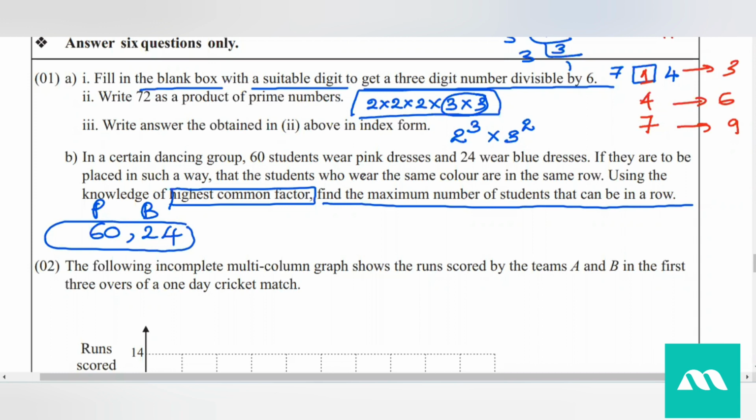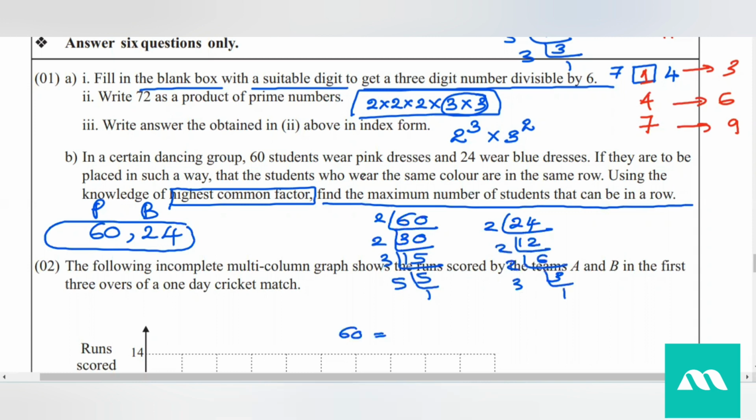Then how do we obtain the highest common factor? We have to continuously divide 60 and 24, taking these two separately, by prime numbers. Then if you continue with the division, we can write 60 as 2 to the power of 2 times 3 times 5. 24 can be written as 2 to the power of 3 times 3.